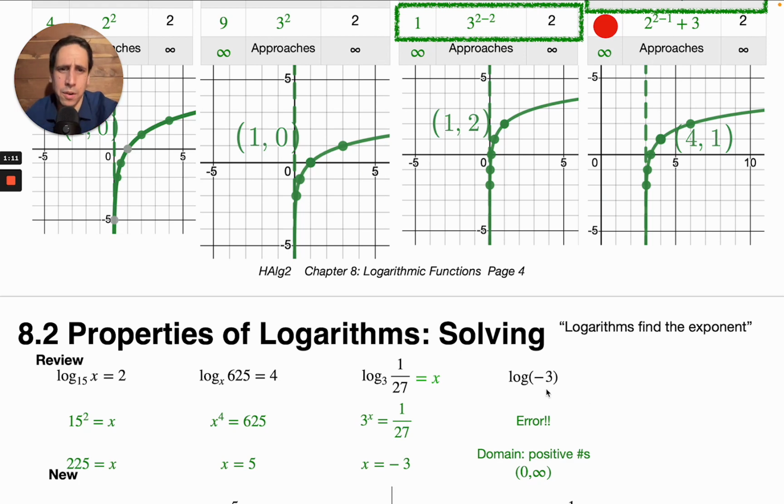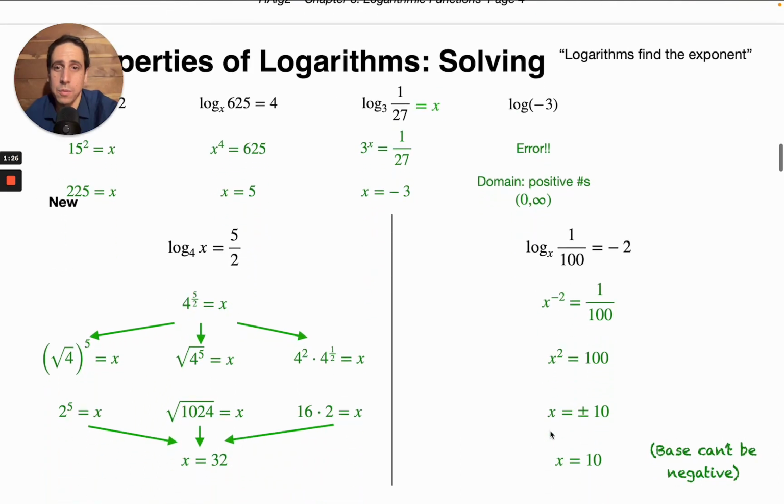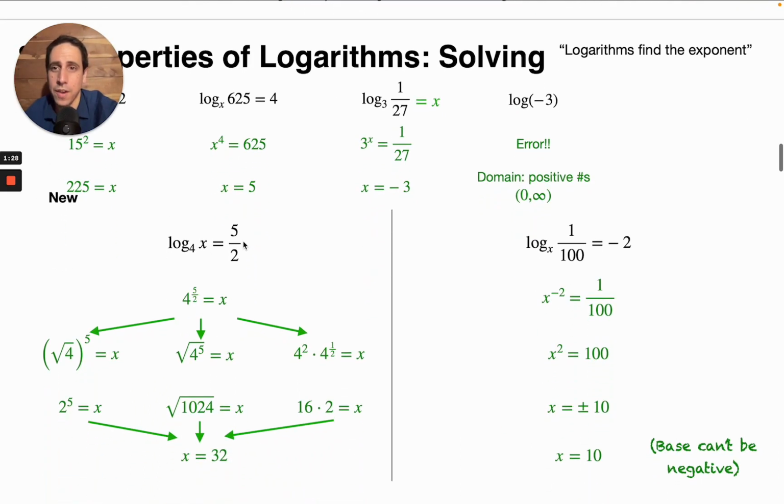And just one more thing that I want to say as review is that if you take the log of a negative number, like log of negative 3, you're going to get an error. The domain of the log function is only positive numbers from 0 to infinity, not including 0. So, with that all said, here's what we're looking at. Log base 4 of x is equal to 5 halves.